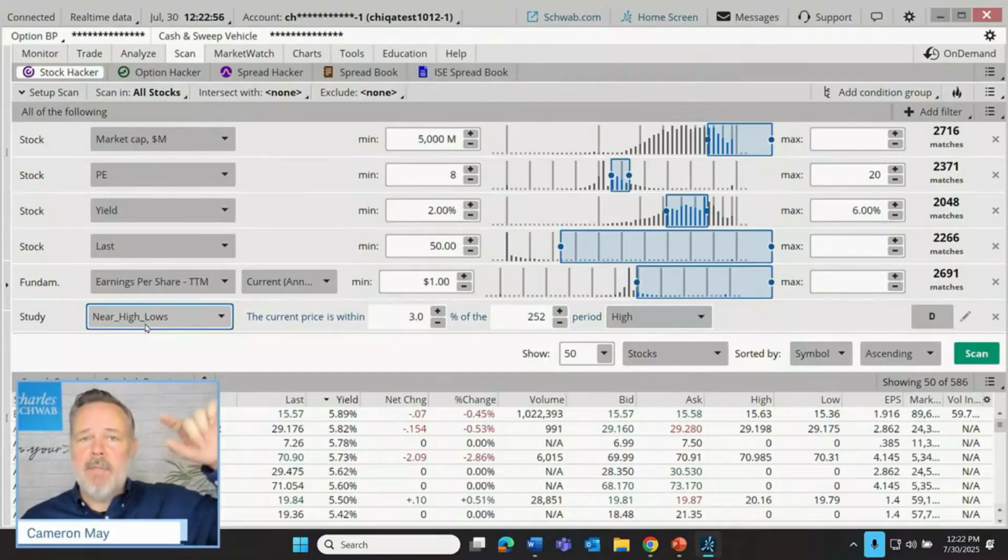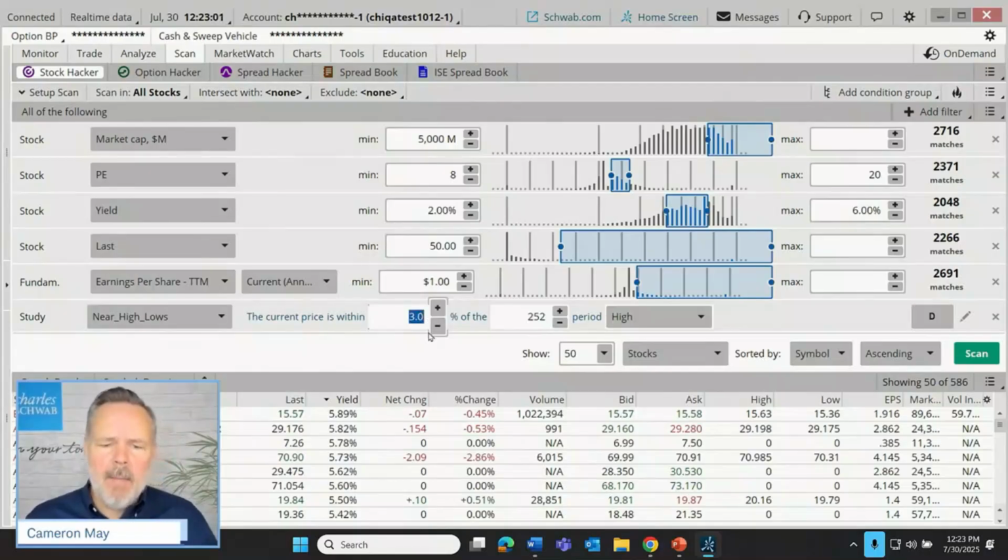Maybe our trader has a preference for stocks that have been going up. Let's be a little bit more accommodating here. How about we say within 5% of those 252, I shouldn't say all-time highs, but within 5% of the annual highs. So there we go. We've added 6 criteria here.